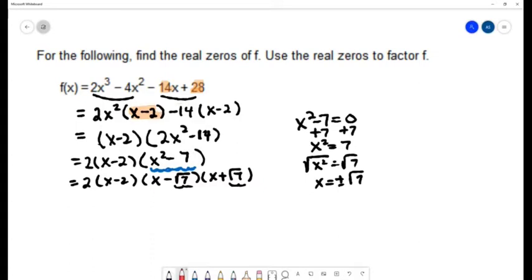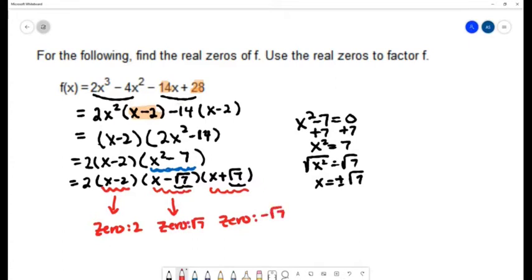So we have a factor of x minus 2 and a zero of 2. We have a factor of x minus square root of 7, and that's a zero of square root of 7. A factor of x plus square root of 7, and that gives a zero, which is negative square root of 7. So we've got three zeros of this polynomial, and in factored form, that's 2 times x minus 2 times x minus square root of 7 times x plus square root of 7.